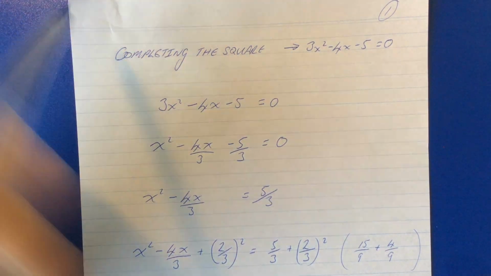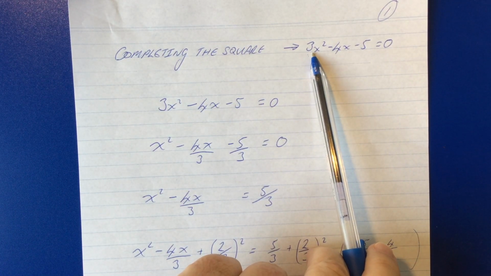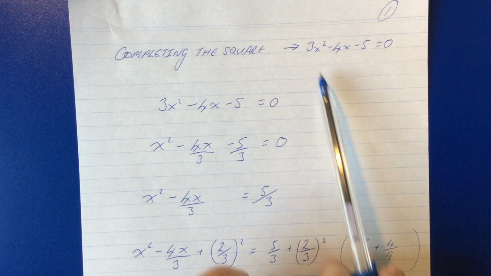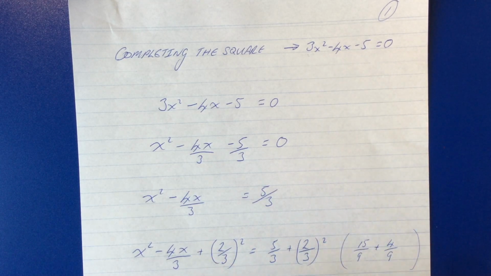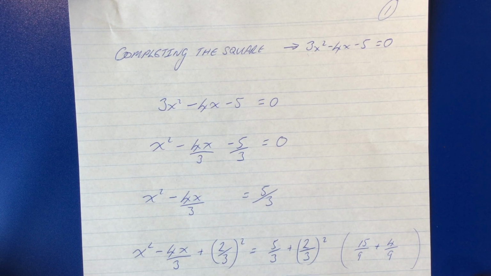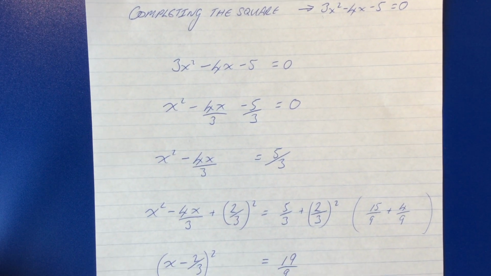Today we're going to look at completing the square for an equation where the coefficient of x squared is something other than 1. My general advice when confronted with something like this is to use the quadratic formula, but sometimes you're compelled to do it by completing the square. So let's go ahead and see how we do this.